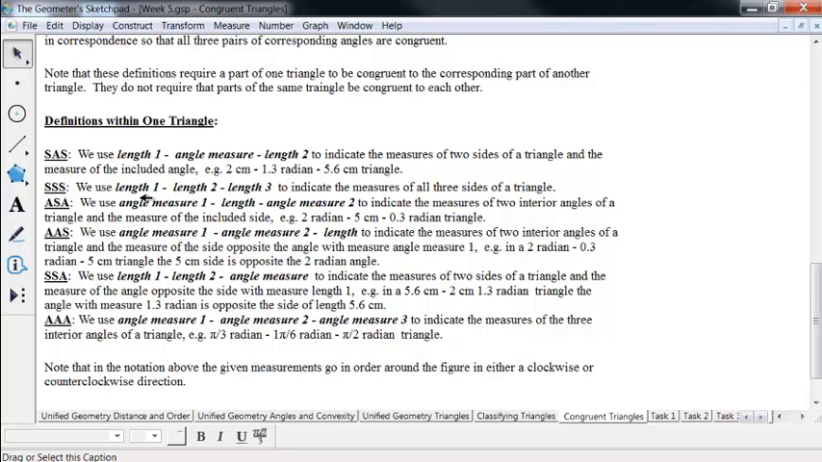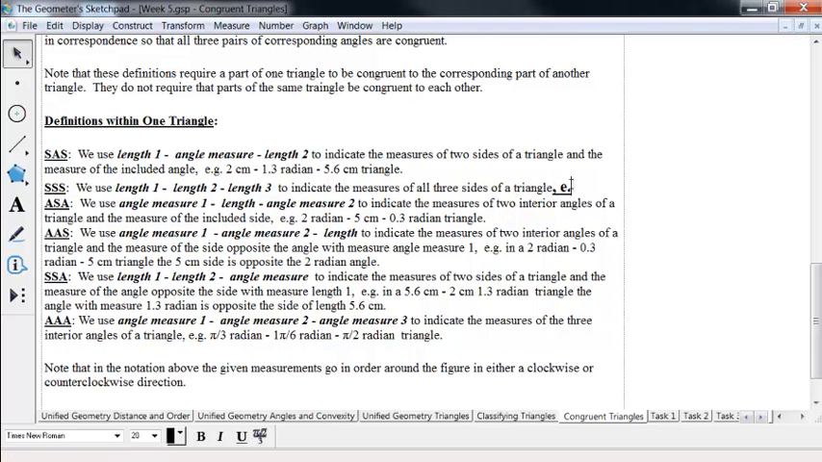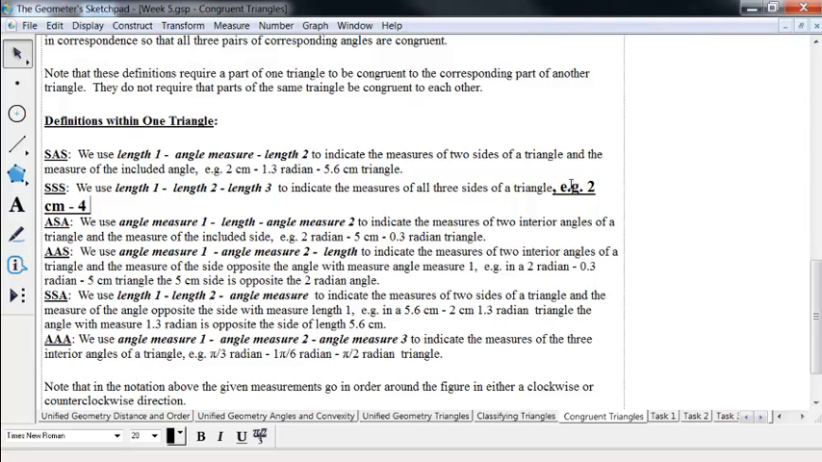The side-side-side condition: we're given length 1, length 2, length 3, and it says these are the measures of the three sides of the triangle. So, for example, we might have a 2 centimeter, 4 centimeter, 5 centimeter triangle.